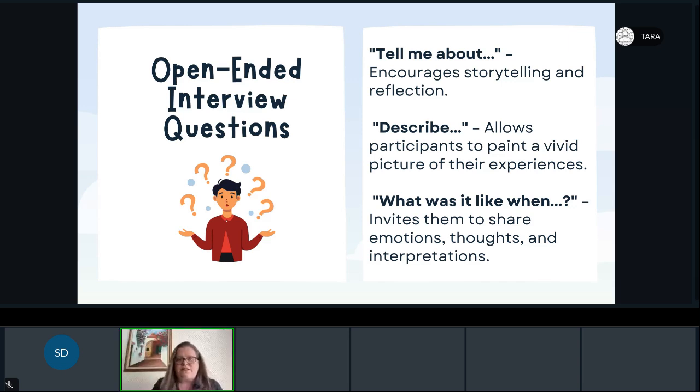Instead of asking direct, closed-ended questions, use exploratory prompts such as tell me about, and this encourages storytelling and reflection, or describe a time when, allows participants to paint a vivid picture of their experiences. What was it like when, invites them to share emotions and thoughts and interpretations. So these open-ended questions ensure that the conversation remains participant-driven rather than based on what we, the researcher, may perceive going in. And we're going to have a lot of perceptions going into this interview, right?